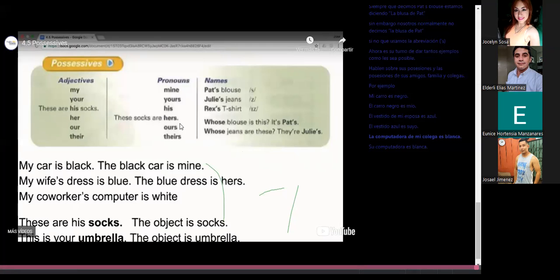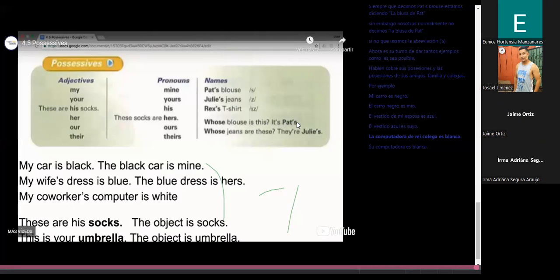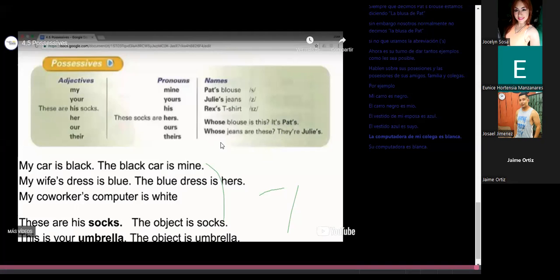Adjective and possessive pronouns. ¿Preguntas hasta el momento o se entendió bien el video? Yes, LW. La palabra whose, ¿qué significa así traducido? ¿De quién? Entonces, gracias. Whose blouse is this? ¿De quién es esta blusa? It's Pat's. Whose jeans are these? ¿De quién son estos jeans? They're Julie's. Son de Julie.